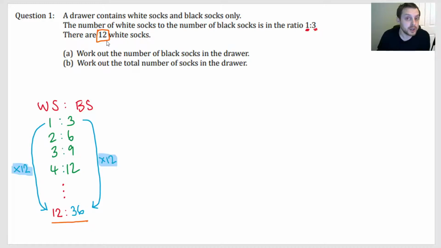Because there are actually 12 white socks. So I want a 12 in the white socks place, right? So the question A says, how many black socks do there have to be? Well, there has to be 36. And what's the total number? Well, this is where I'm really having to use my logic. I have 12 white socks and 36 black socks. How many socks altogether? I do 12 plus 36, which is 48.